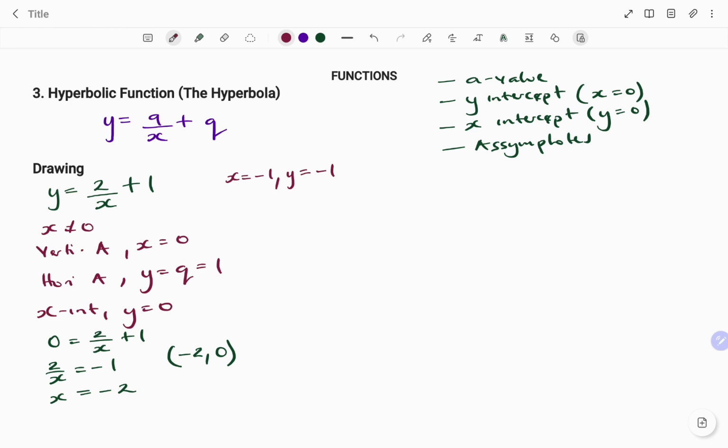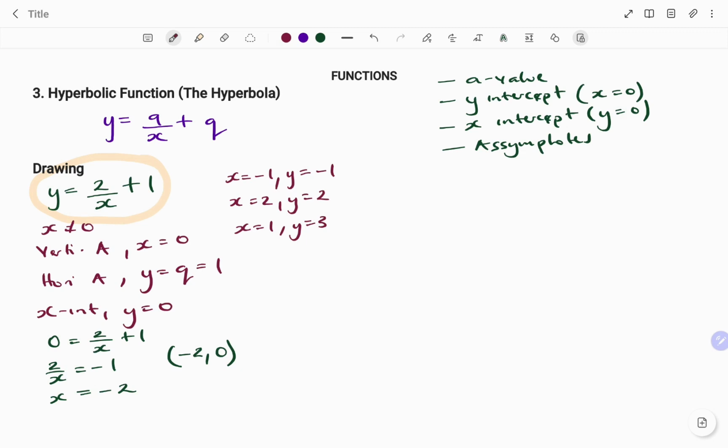Note that I'm still using the same equation, y equals 2 over x plus 1. Then if I have x is 2, I have y equals 2, that's 1 plus 1. One more point, if I have x equals 1, then I have y equals 3. So when drawing your hyperbolic function graph, the first step is to draw your asymptotes.